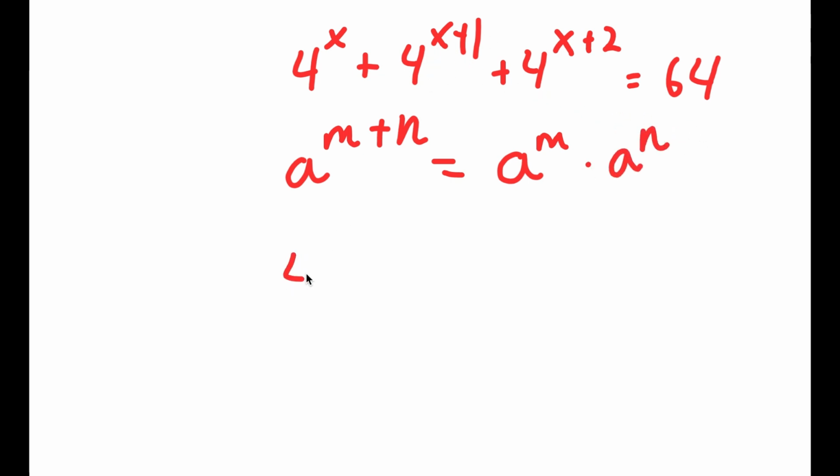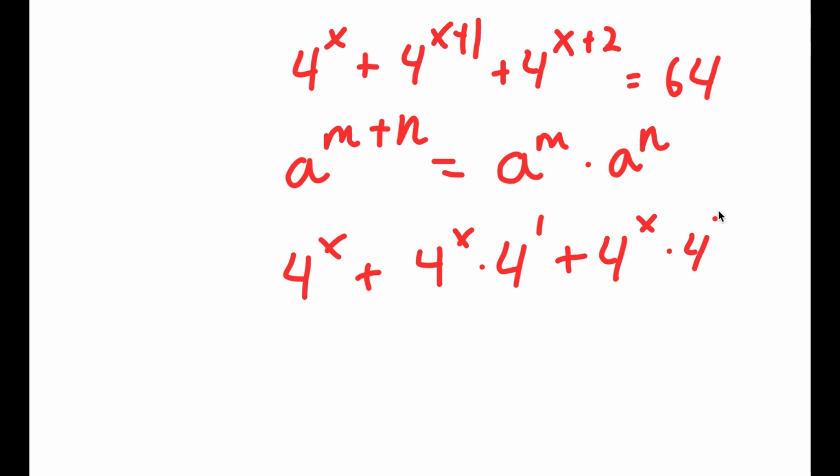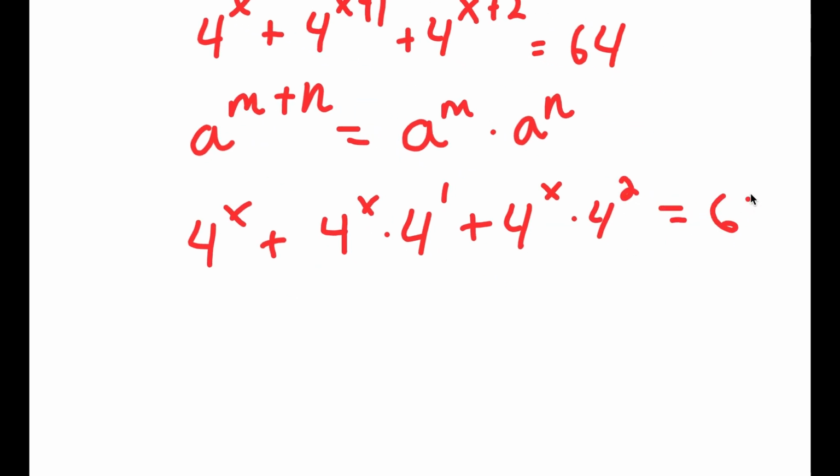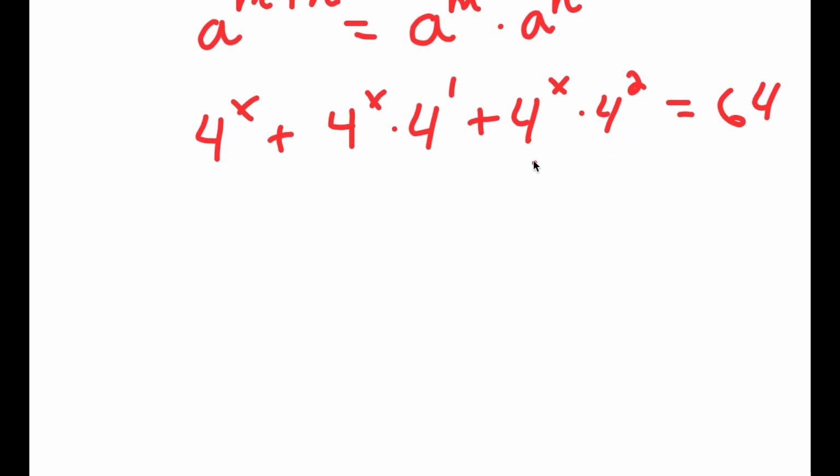So 4 to the power of x plus 1, that's going to equal 4 to the power of x times 4 to the power of 1. And 4 to the power of x plus 2, that's going to equal 4 to the power of x times 4 to the power of 2. Now this is equal to 64. Now from here, I'm going to factor out 4 to the power of x. So I get 4 to the power of x times 1 plus 4 plus 4 squared.